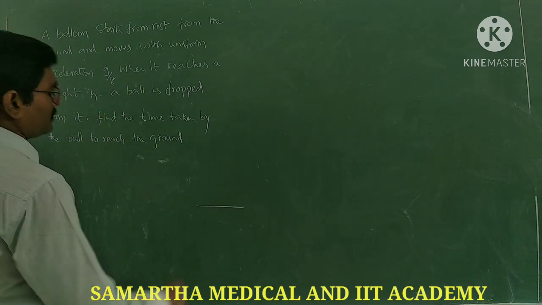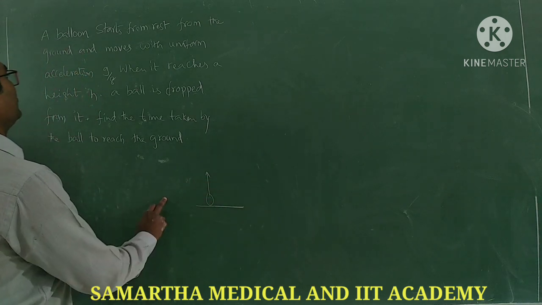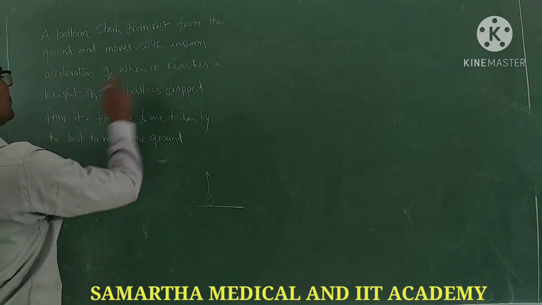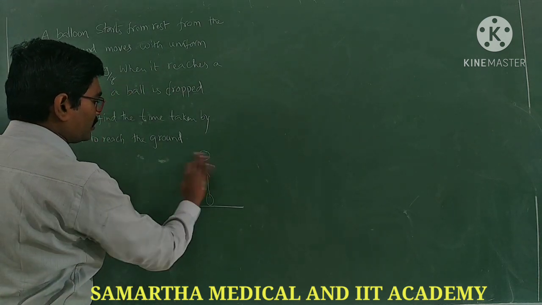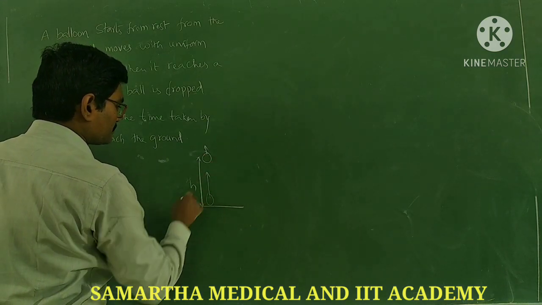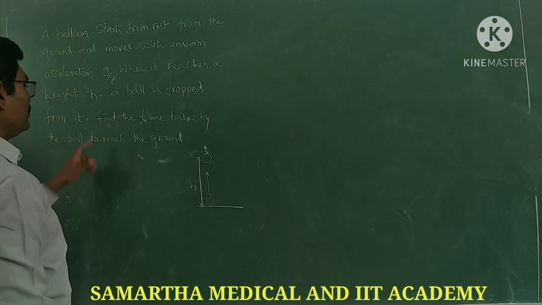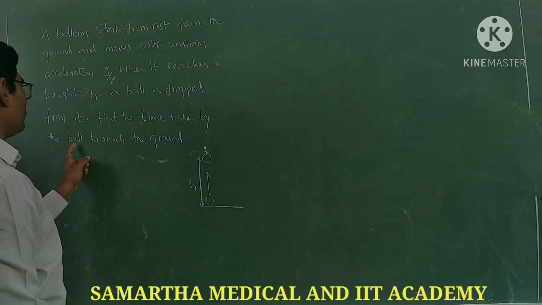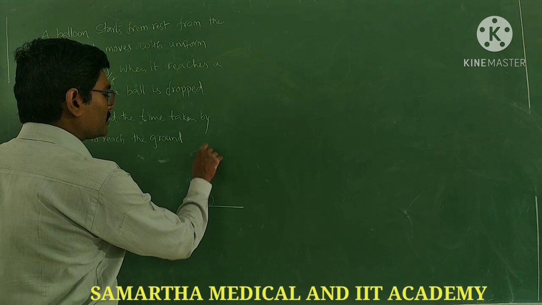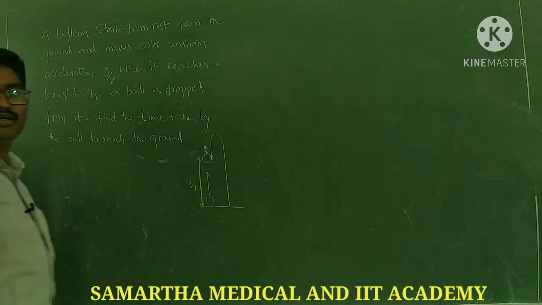Here there is a balloon, and this balloon is rising up with uniform acceleration a equal to g by 8. When it reaches a height h, a ball is dropped from it. Find the time taken by it to reach the ground. The ball is dropped, which means it is already moving in an upward direction. The dropped ball will go up, come down, and hit the ground.